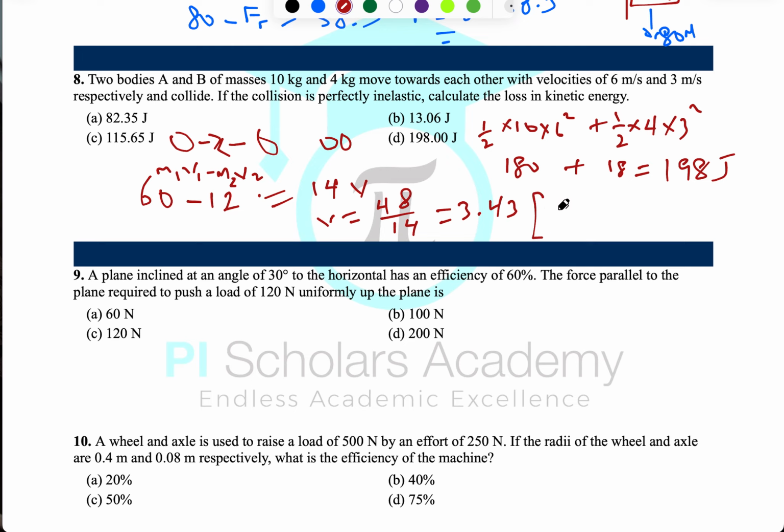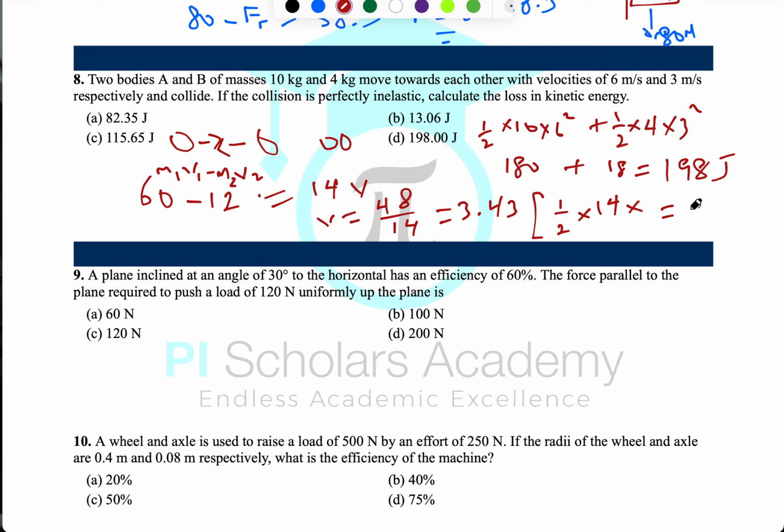So their kinetic energy after collision, that will be half times. We have to add the two of them first. That's 10 plus 4 is 14, because they have those kinetic energy in common. Now, their velocity is 3.43. So 3.43 squared, that is 11.76. So multiply by 7. So that is going to be 82.